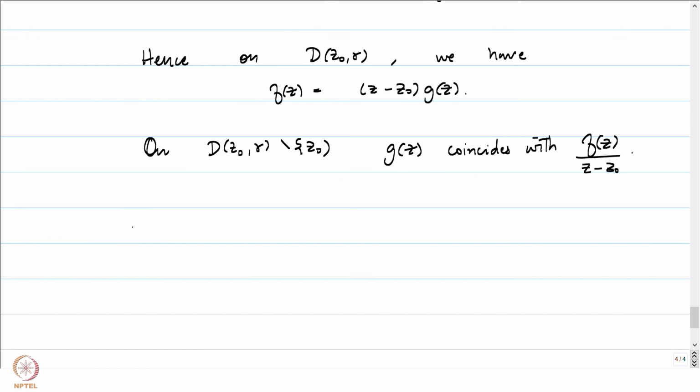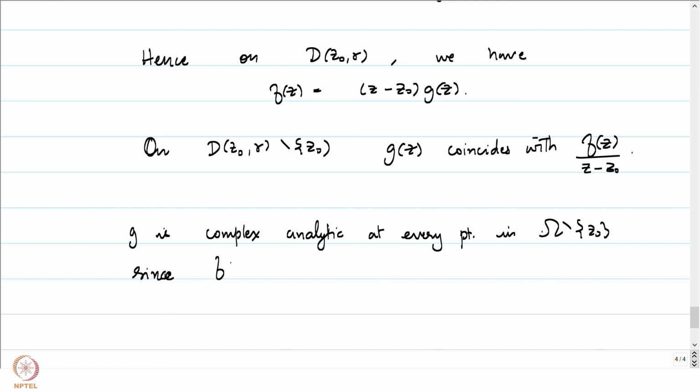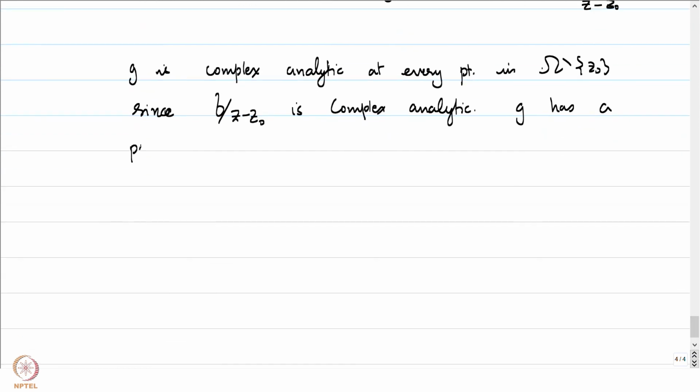So let me just note that down. G is complex analytic at every point in omega minus z0, since f by z minus z0 is complex analytic. G has a power series expansion around z0 by definition. We are done.